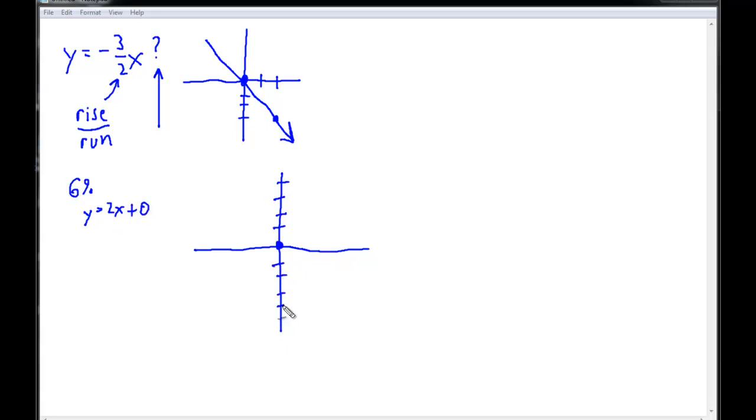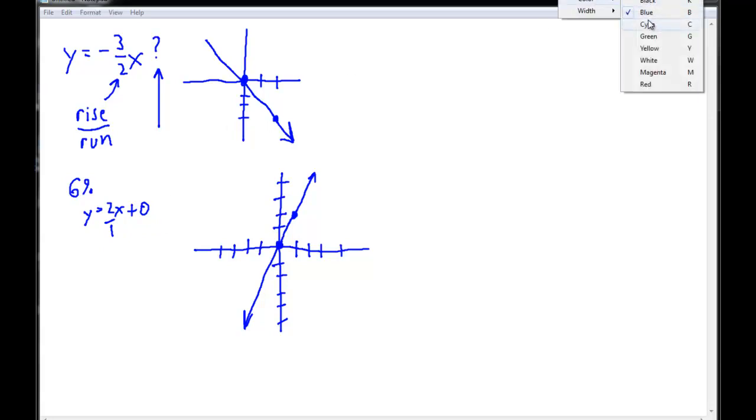We will then, from that dot, go up 2 over 1. Let me just make my tick marks here. So from here, I'm going to go up 2 over 1, and that is going to be my line like so. It has a slope of 2, 2 over 1, for my rise over run, and then my start of 0.